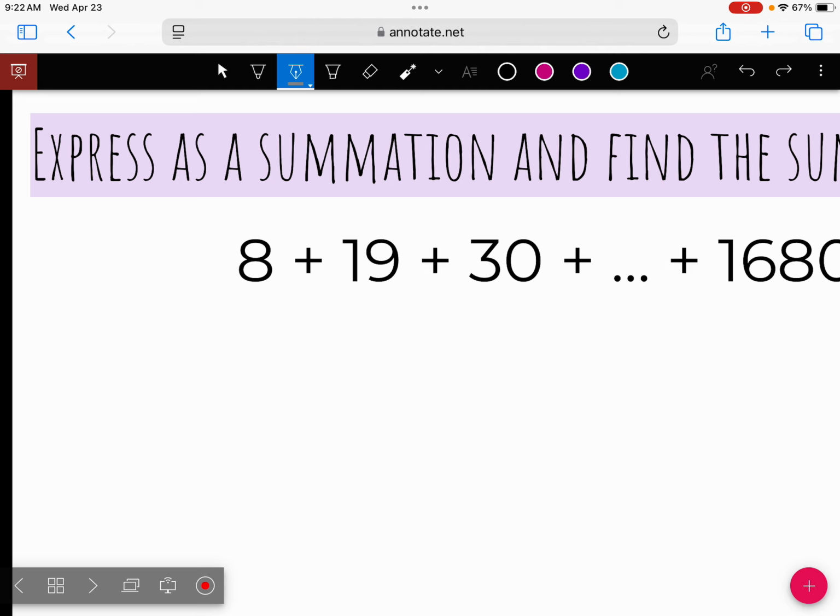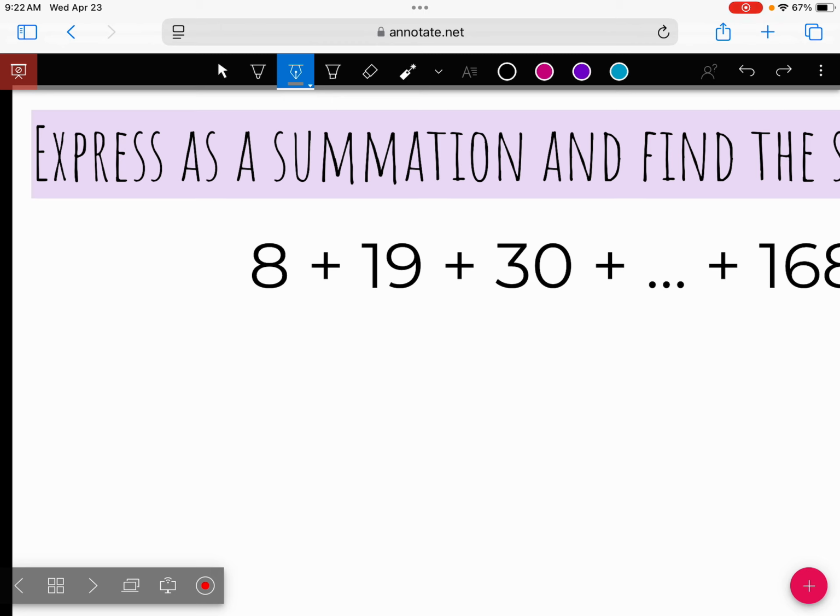So look at how these are changing. Figuring out our common difference. 11. So we know our common difference is a positive 11 because it is adding 11 here. We are adding 11 here. It is adding 11 every time.